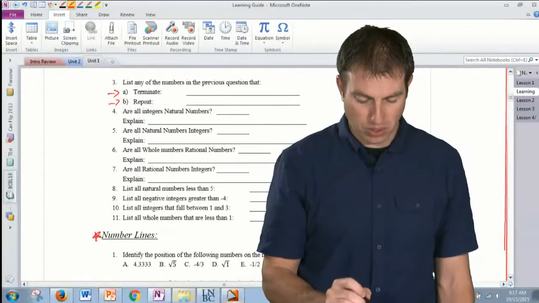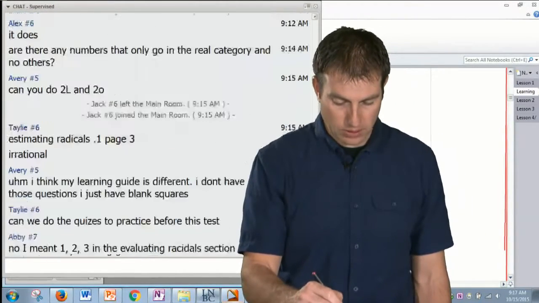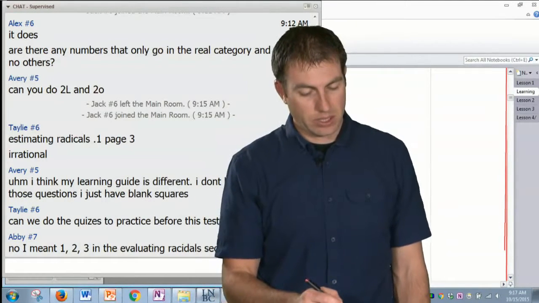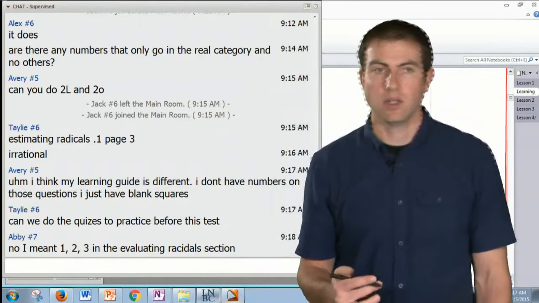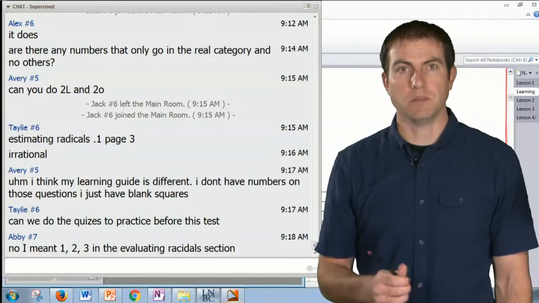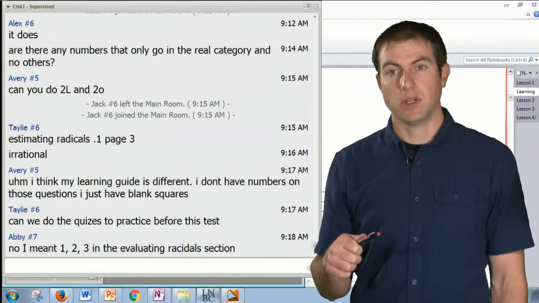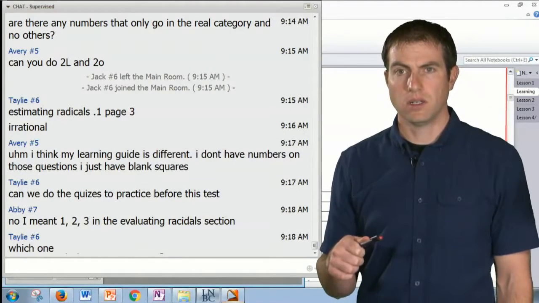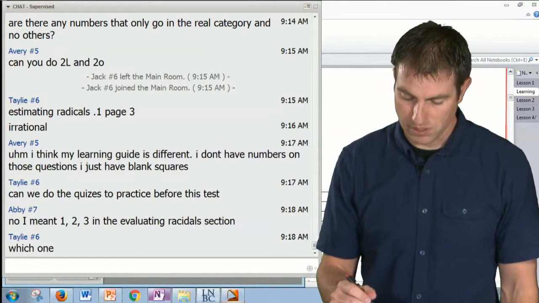Is anybody else running into the problem that Avery just posted up there? Looks like evaluating radicals. Okay. I think my learning guide is different. I don't have numbers on those questions, just blank squares. Is it possible that it's the wrong learning guide? I don't think there's any other ones open. Maybe you just downloaded one of the practice sheets instead of the learning guide? I'm not sure. All right, I'm just going to keep going on. If you want to clarify things, you can just keep typing into chat.